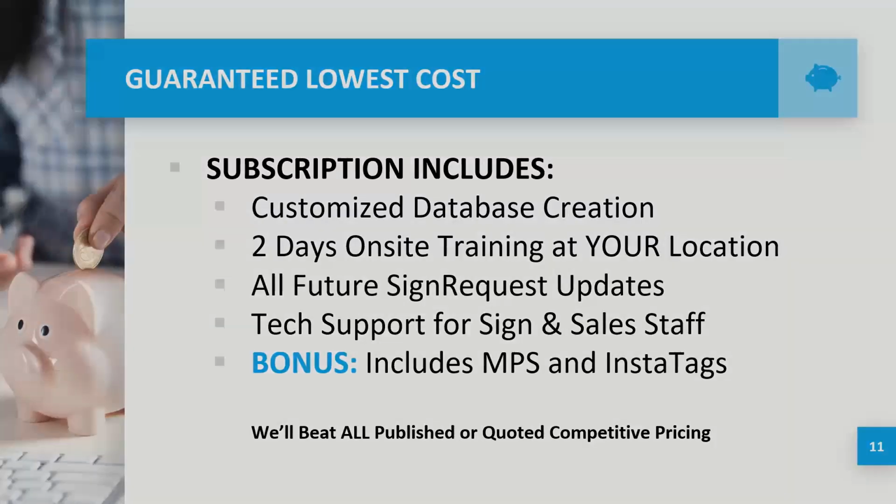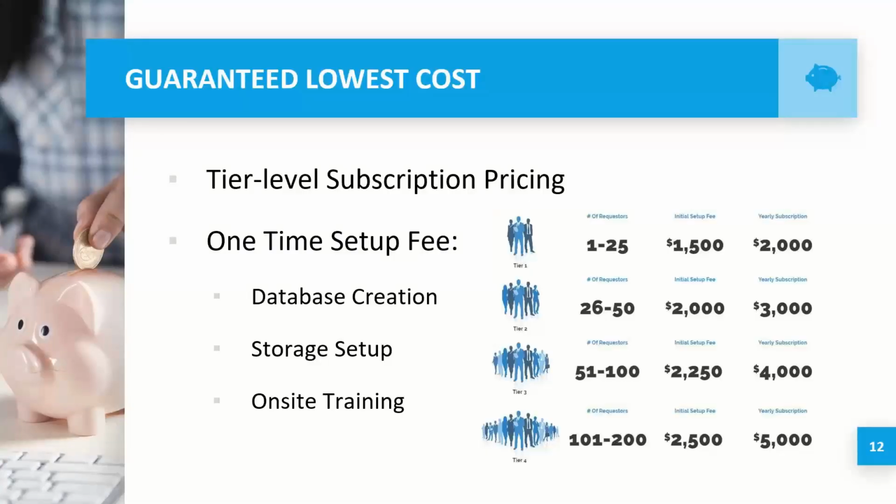The pricing, let's just talk pricing. It's tier level subscription pricing. We don't charge per sales rep like a lot of competitive products out there. It's a tier level. So if you have 1 to 25 sales reps, the initial setup fee is $1,500 and the yearly subscription is $2,000. If you have 51 to 100 sales reps, and that's sales reps and sales management, then the initial setup fee is $2,250 and the yearly subscription is $4,000.